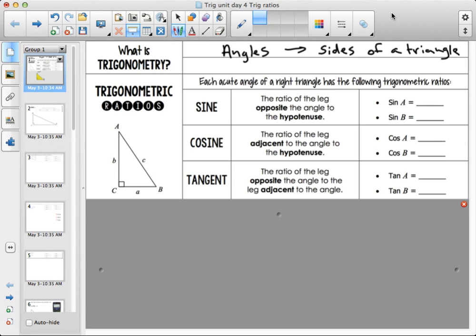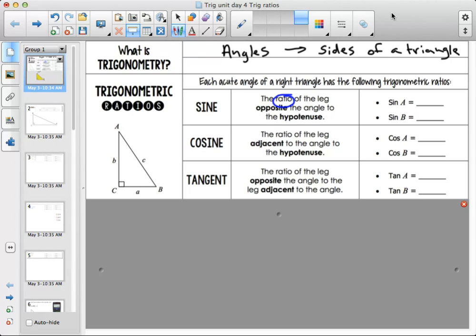Now within trigonometry, we have three main ratios that we talk about, the sine, cosine, and tangent functions. Each acute angle of a right triangle has the following trigonometric ratios, these sine, cosine, and tangent functions. The first one we'll talk about is sine, and really all of these functions are ratios. The definition of the sine function says it is the ratio of the leg opposite the angle to the hypotenuse. So we're going to explore how to find the sine of angle A.